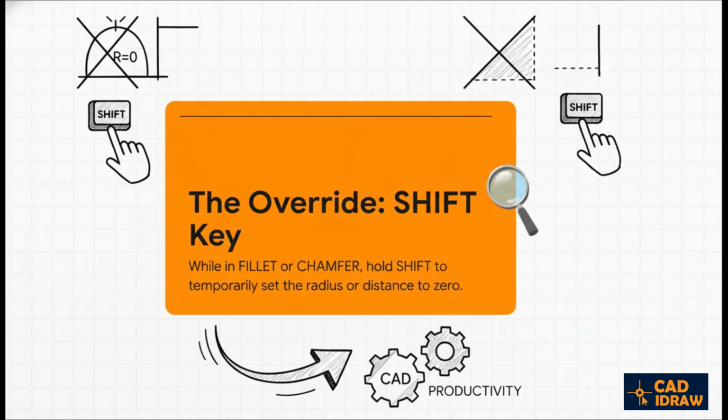While you are in the fillet or chamfer command, all you have to do is hold down the Shift key. It temporarily overrides whatever your setting is and forces the radius to 0 for just that one click. It's so fast, so fluid, and you never have to leave the command.